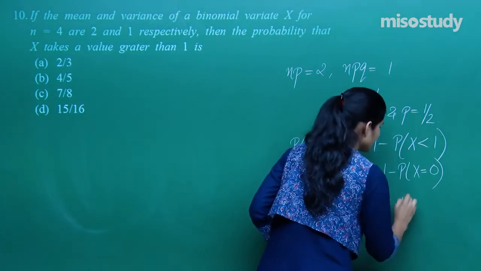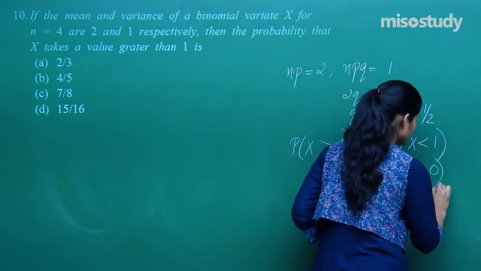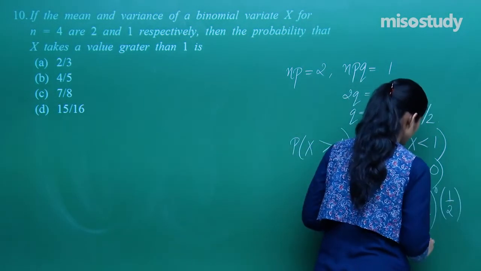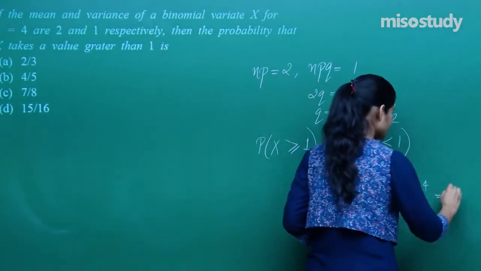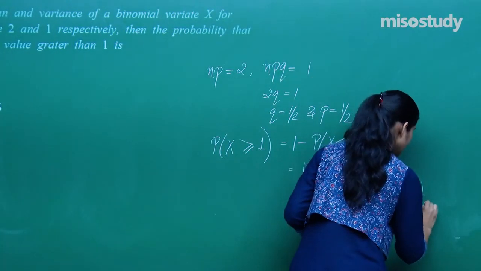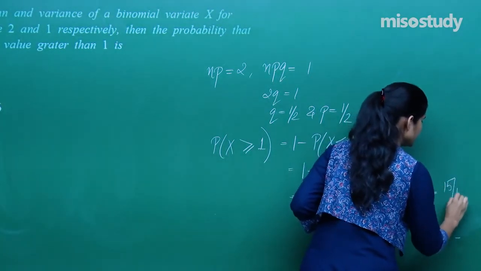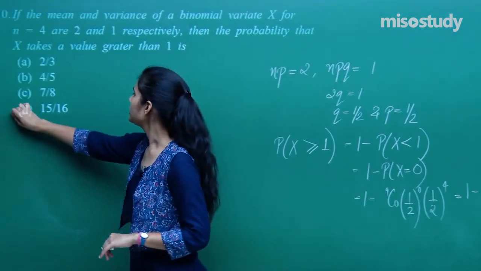So what is this? This is again 4C0, p to the power 0, q to the power 4 minus 0. Right? So this becomes 1 minus, this is 1, this is 1, this is 1 by 16. So this becomes 15 by 16. So your probability is actually 15 by 16.